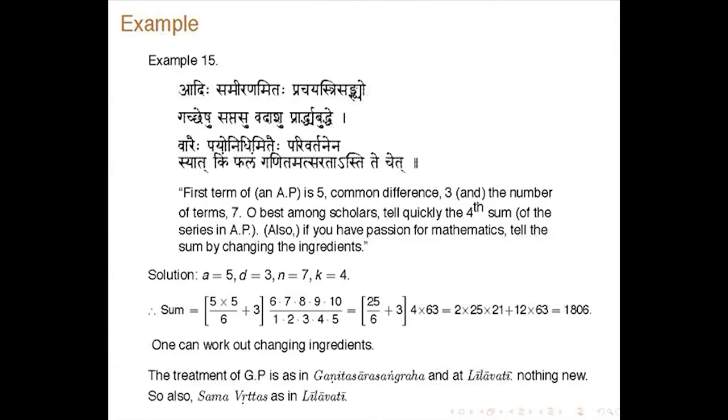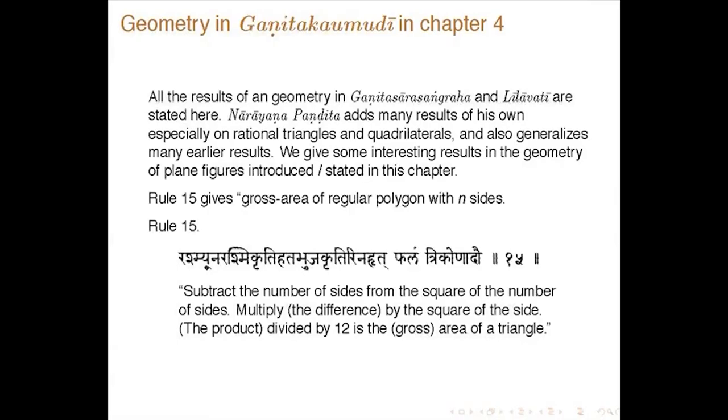This is 1806. One can work out changing the ingredients. What he is saying is make it 6 and other kind of a thing. Then the geometric progression, nothing new as far as I could see from what is given in Ganita Swara Sangraha and Leelavati. Then Samavruttas and all those things are also the same as in Leelavati.